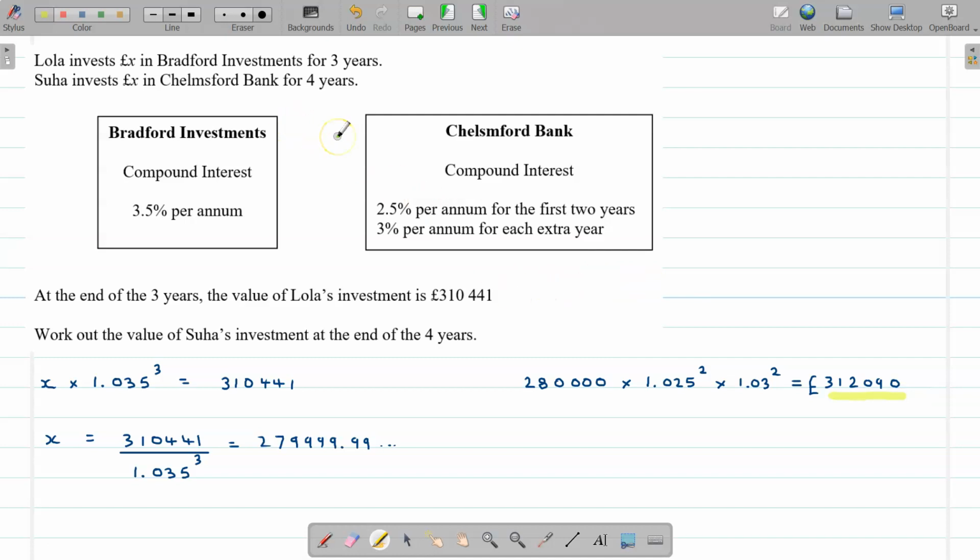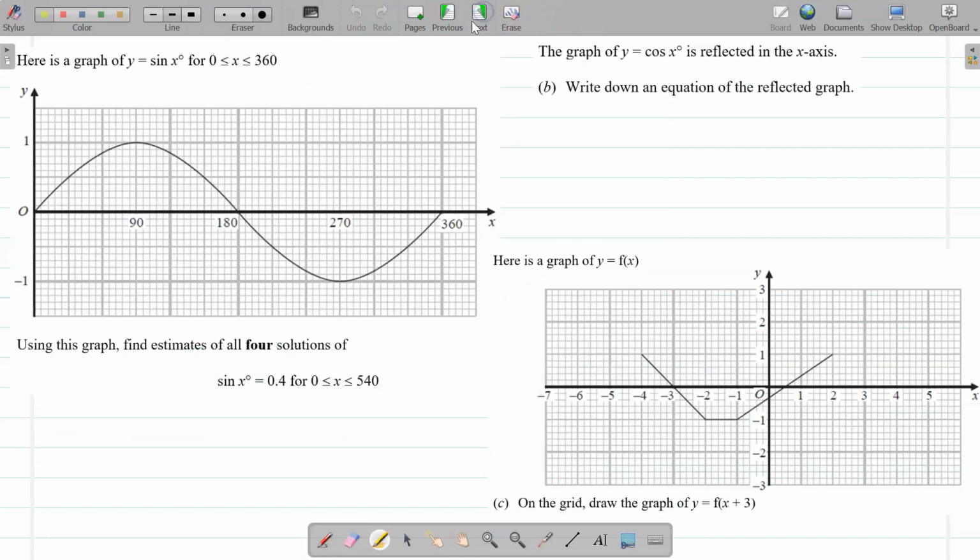Okay, the next question. And here we have some trigonometric graphs. So I'm just going to label this one part A because that seems to be missing from the copy here. So that's question A. All right, and it says using this graph find estimates for all 4 solutions to this equation for x between 0 and 540. Well, the graph only goes up to 360, but that's not a problem because this is what we do. Sine of x is 0.4.